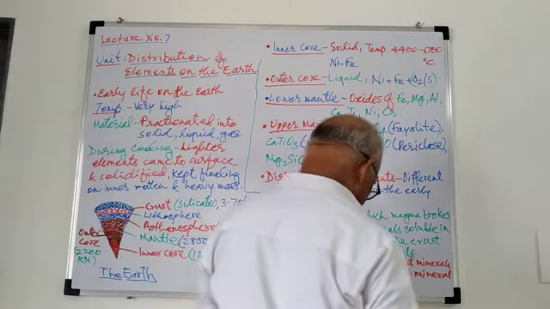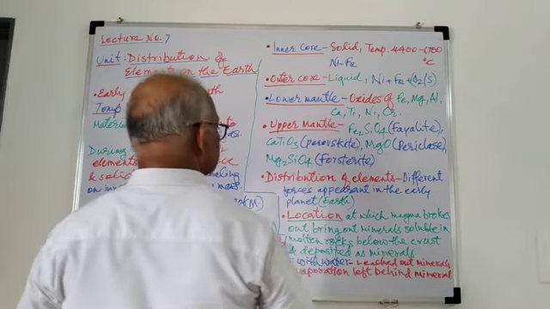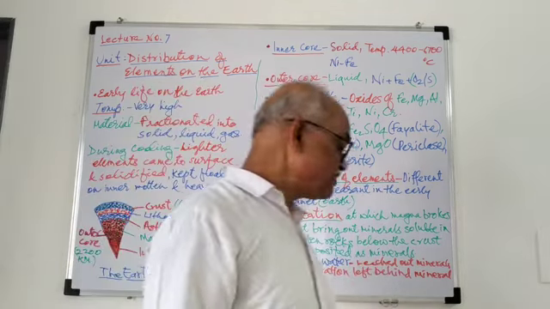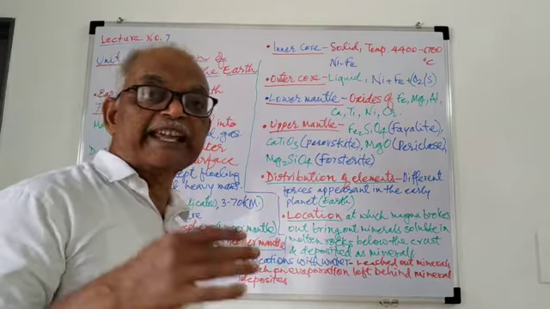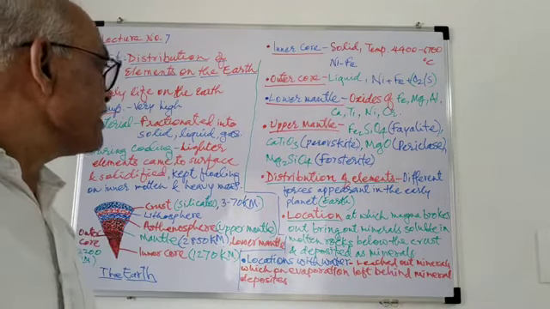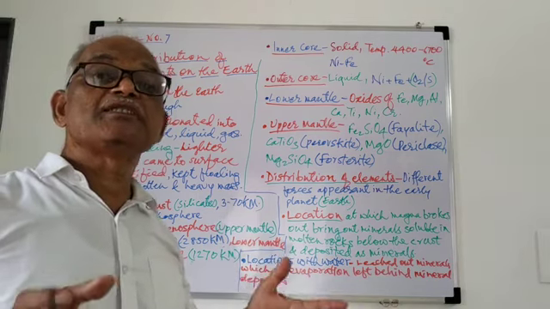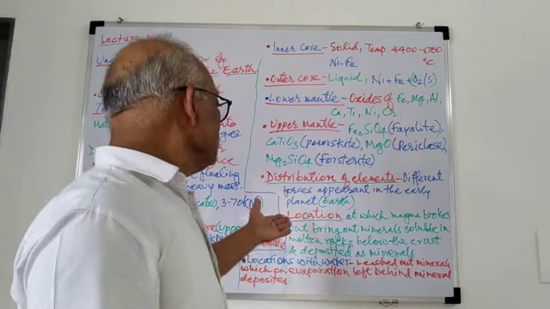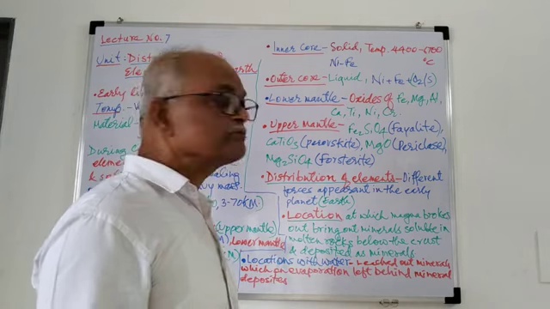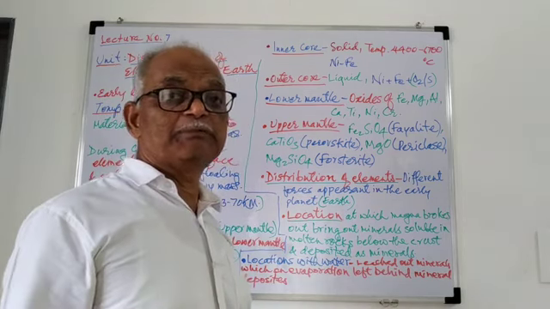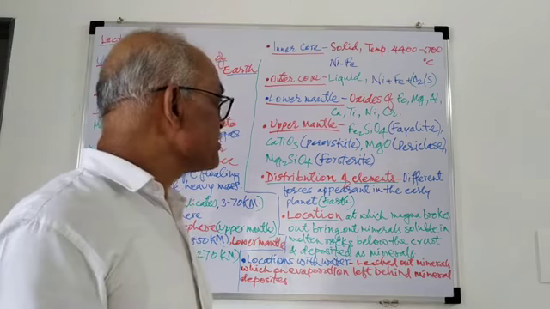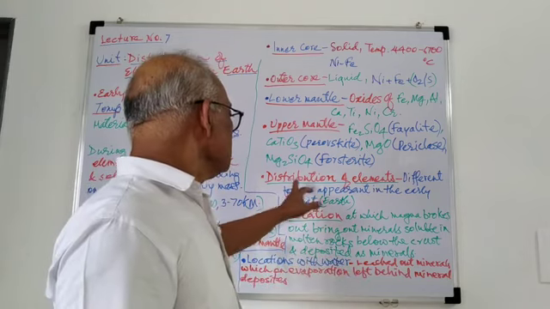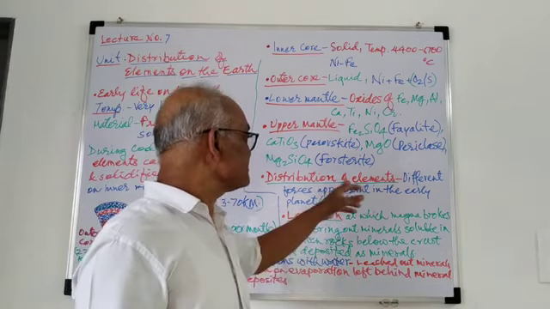Then there is the distribution of elements. If we see the distribution of elements taking place on this planet, its distribution is governed by the presence of various forces at the time of formation of the planet. That is in the early stage of the planet where it is very hot. So there are different forces active, and these are responsible for the distribution of elements.